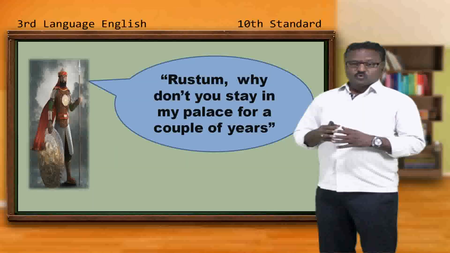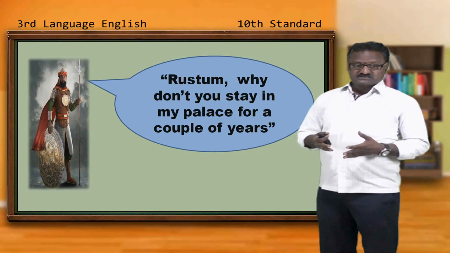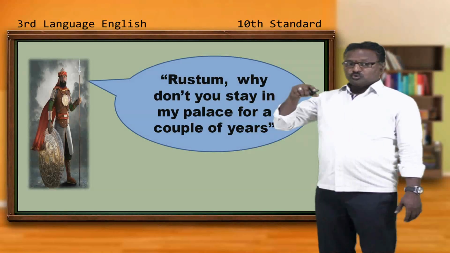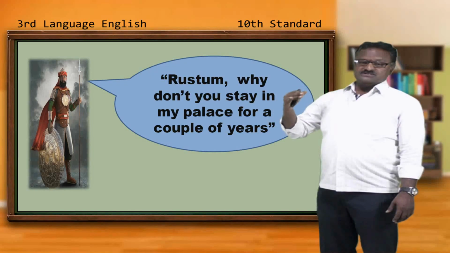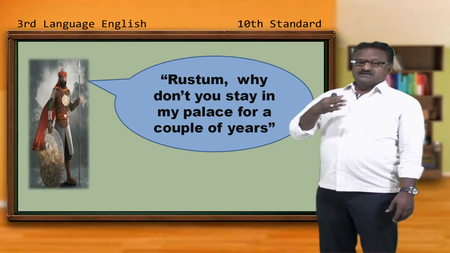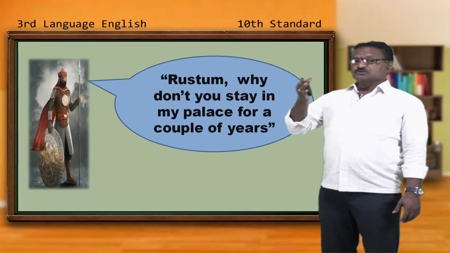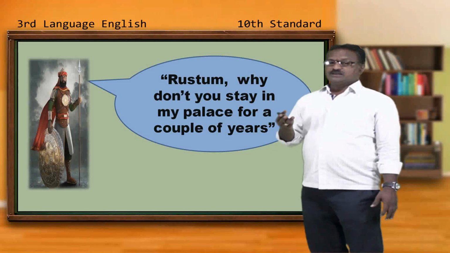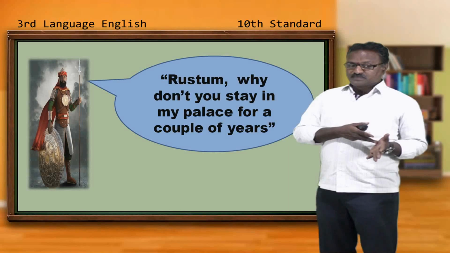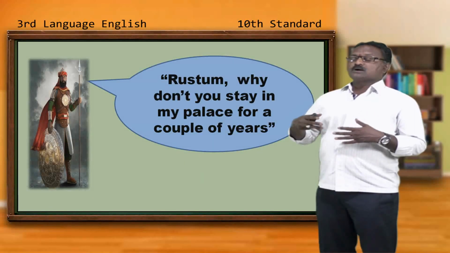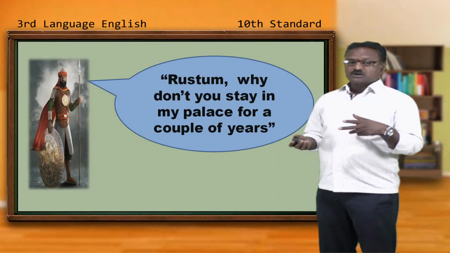Nowadays, we don't stay anywhere for a couple of days or couple of nights. But in those days, traveling was not so easy. It was much more difficult. Therefore, this friend, the chieftain of Turan, is asking Rustum to stay in his palace. So he is requesting him to stay in his kingdom, in his house, for a couple of years. Couple means 1 or 2 years.